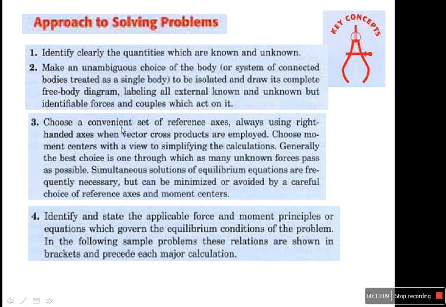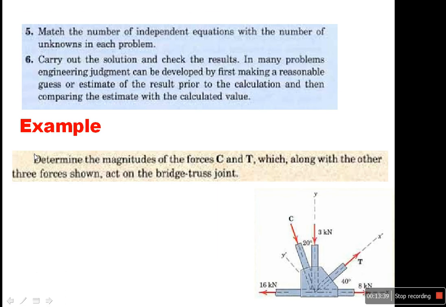Three, I need to put a set of reference axes, that means x and y coordinates. Four, I need to identify and state the applicable force and moment principles and equations which govern the equilibrium conditions for the problem. So here I need to put the equations that I need to solve the problem.